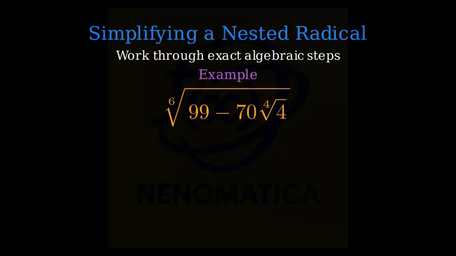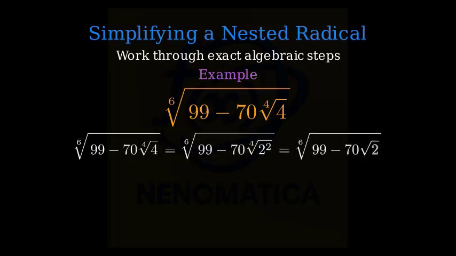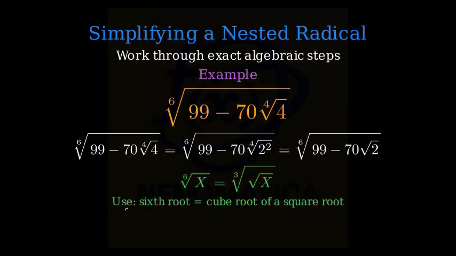Step 1. Convert the fourth root of 4 into simpler radicals. Since 4 is 2 squared, the fourth root of 4 equals the square root of 2. Step 2. A sixth root can be viewed as the cube root of a square root. That is, the sixth root of x equals the cube root of the square root of x. We will apply both of these moves now.